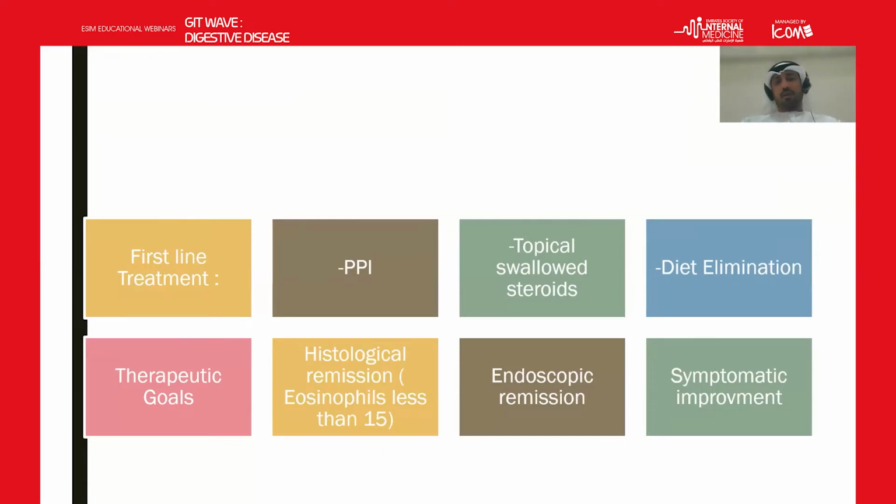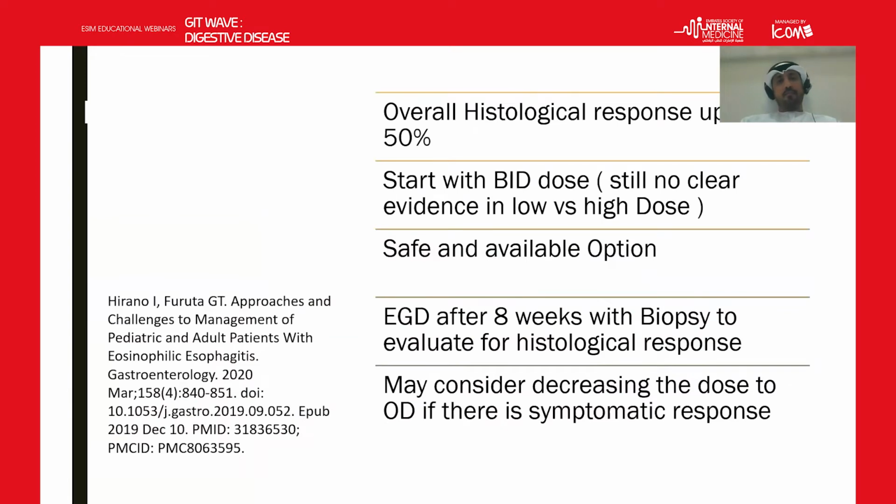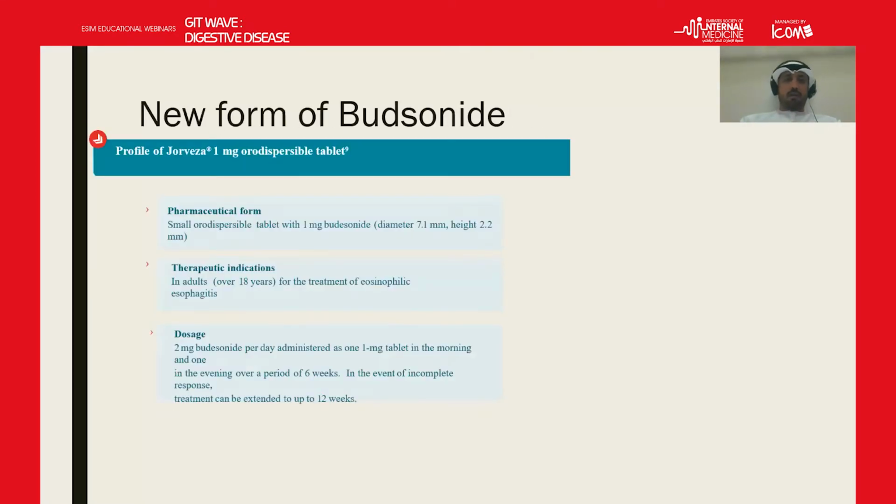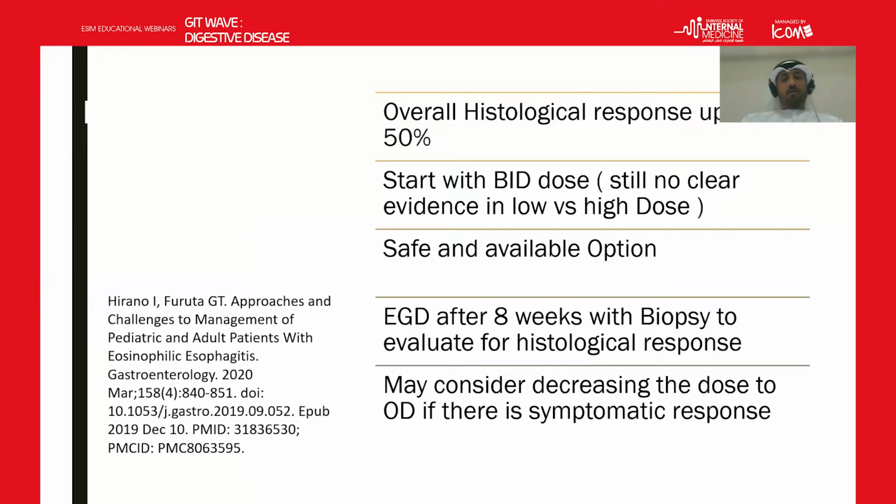Also, we can consider topical swallowed steroids, and this I will discuss later on. So this is about PPI. Overall histological response is up to 50%. You start usually with a BID dose.